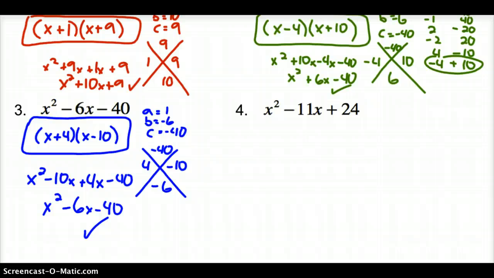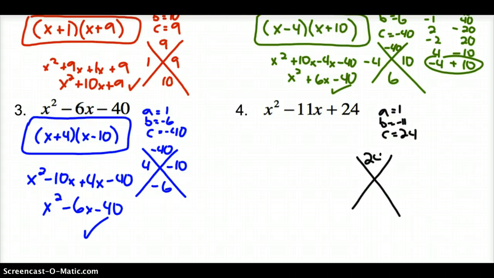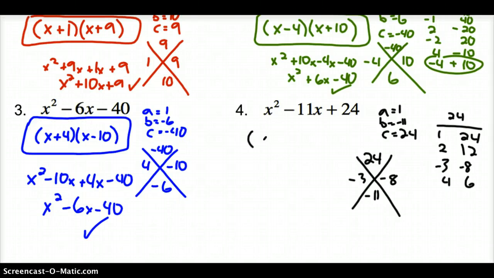And the very last one. So we'll identify a, b, and c. So a is 1, b is negative 11, and c is positive 24. Again, I want my numbers to multiply to a times c and add to b. All the ways I can get to positive 24 I could do 1 times 24, 2 times 12, 3 times 8, 4 times 6. Well, none of these will add to negative 11, but if both of these are negative, I know that they'll multiply to the positive 24, and they'll add to negative 11. So negative 3, negative 8 are my numbers here. So my final answer will be x minus 3 times x minus 8.